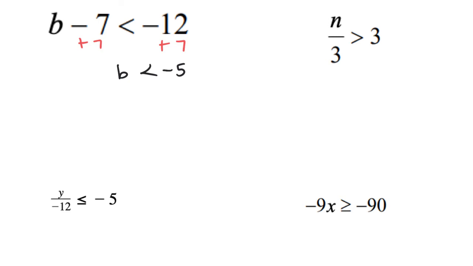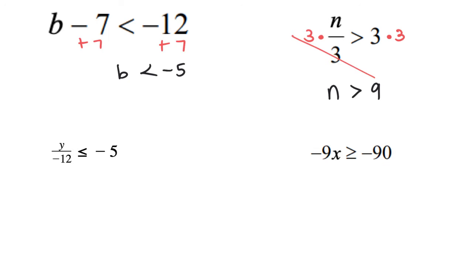For our next example, n divided by 3 is greater than 3. So to cancel out the divided by 3, I'm going to multiply both sides by 3. Now if I divide something by 3 and I multiply something by 3, it cancels out. And I'm left with n is greater than 9.